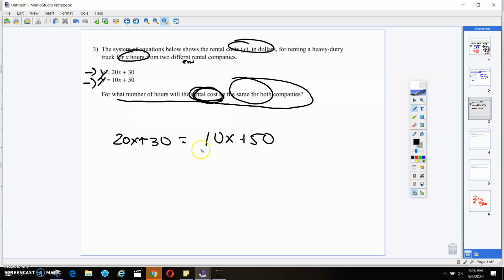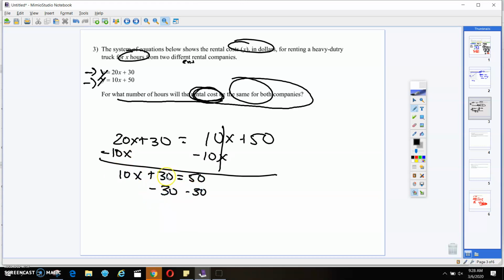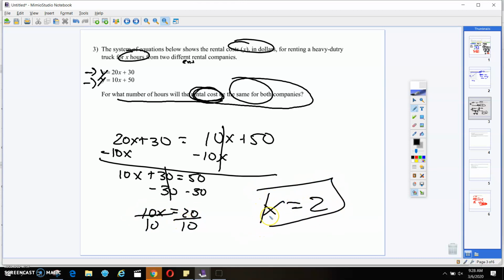So now we're going to solve. We're going to subtract 10x from both sides, and that's going to give me 10x plus 30 equals 50. We're going to subtract 30 from both sides. So 10x is going to equal 20. Going to divide by 10, and Michelle's already got it. x equals 2. So that means that at 2 hours, they're going to cost the same.